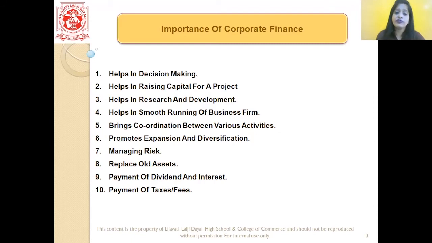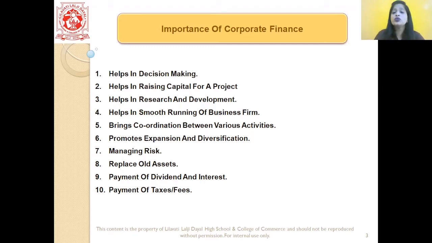Next one is payment of dividend and taxes. So students, dividend is to be paid to the shareholders, and interest is to be paid to the debenture holders. These can be paid smoothly if there is adequate corporate finance. Then we have payment of taxes. Business organizations have to pay timely taxes, registration fees, and taxes to the government. This will only be possible if there is adequate corporate finance.